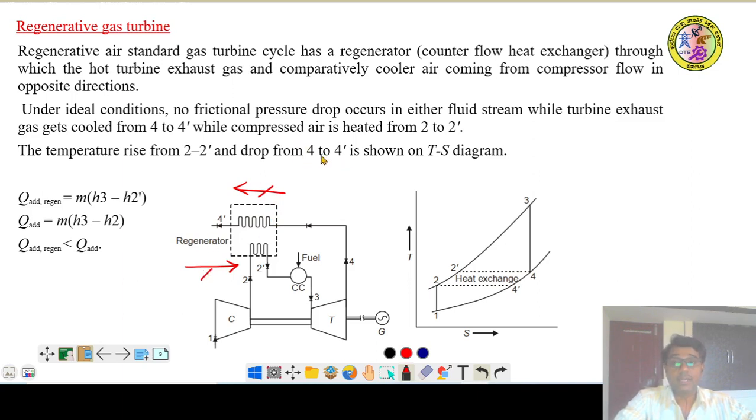But the exhaust gas gets cooled from 4 to 4 dash. That is very important. It has been cooled from 4 to 4 dash. The exhaust gas is cooling here, and from here it leaves at a temperature that is still higher than the atmospheric temperature.